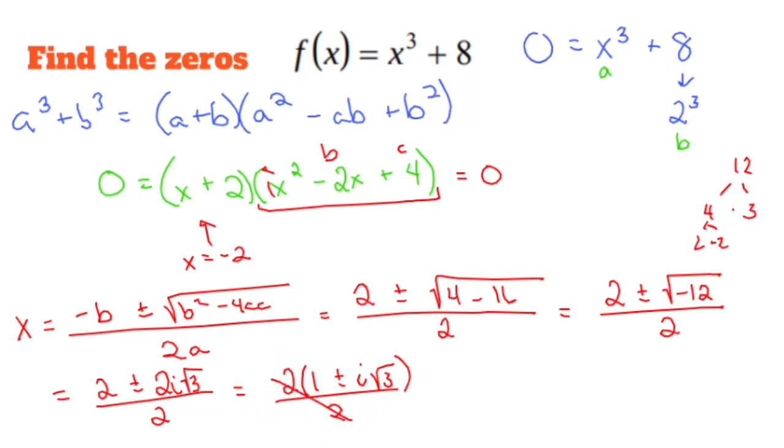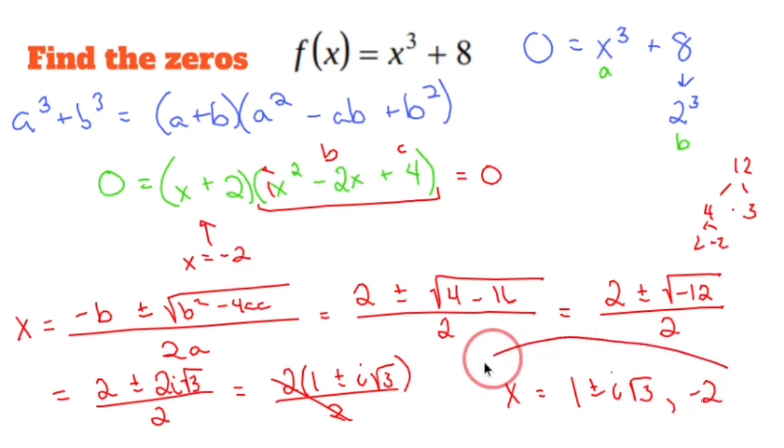The 2's cancel, and my other possible answers are going to be x equals 1 plus or minus i root 3, which goes along with negative 2. Those are my 3 answers. So one was simple, one was quadratic formula. All of this means I have 3 answers, which makes sense. According to the fundamental theorem of algebra, I'm going to have 3 answers here. 2 of them are complex, 1 of them is real. Fun, fun, fun.